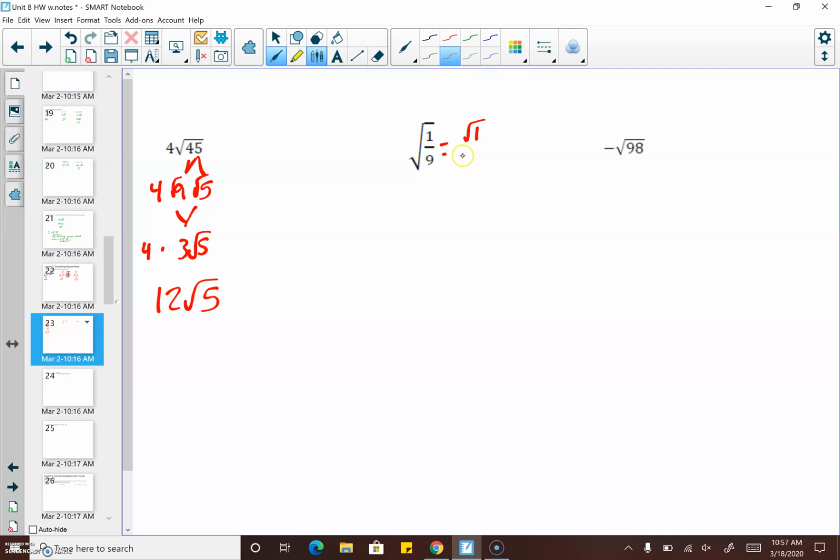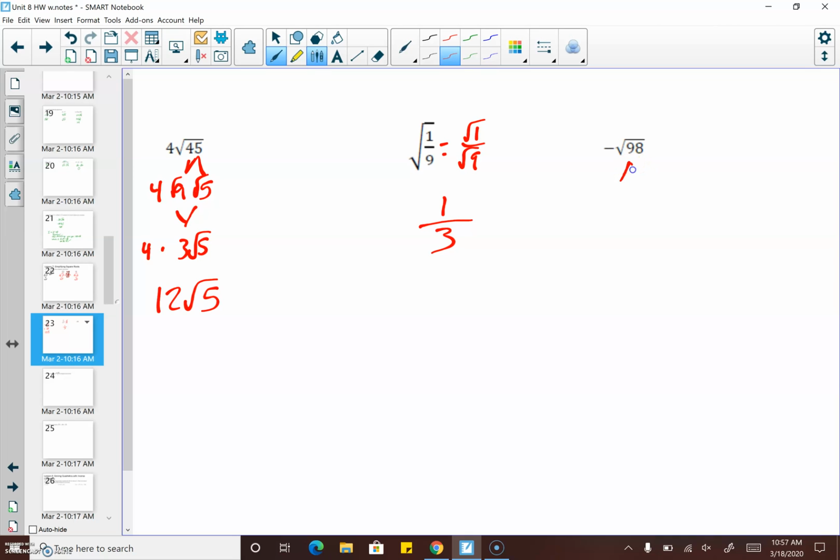If we remember, when we have the square root of a fraction, it's really the square root of the top over the square root of the bottom. Well, these are both perfect squares. So the square root of 1 is 1, square root of 9 is 3. So the square root of 1/9 is really 1/3.